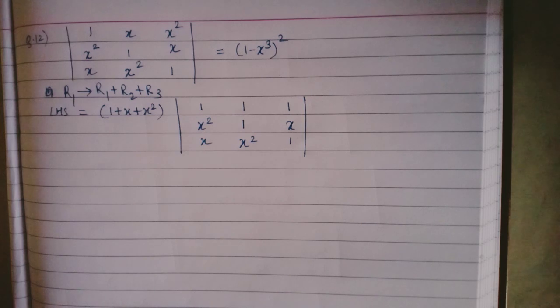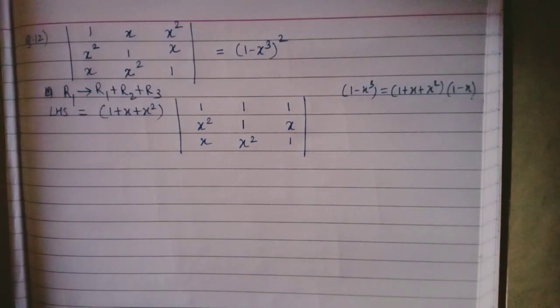Okay, now we want 1 minus x cube. 1 minus x cube is your 1 plus x square into 1 minus x. So we want 1 minus x, right? So you can operate along C.